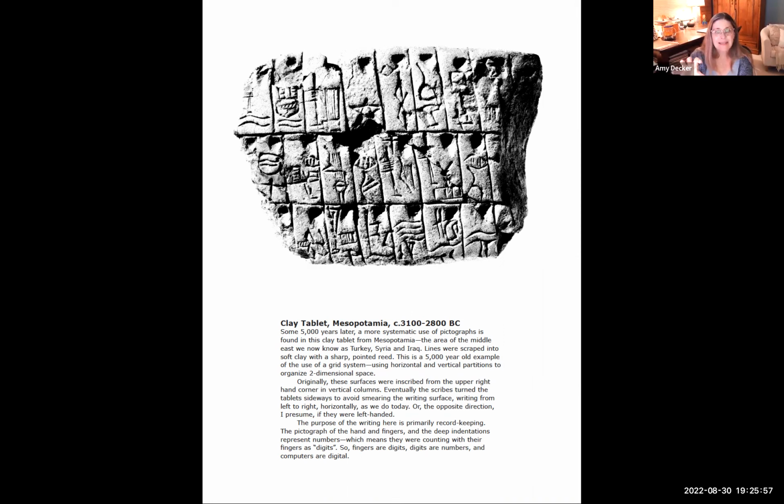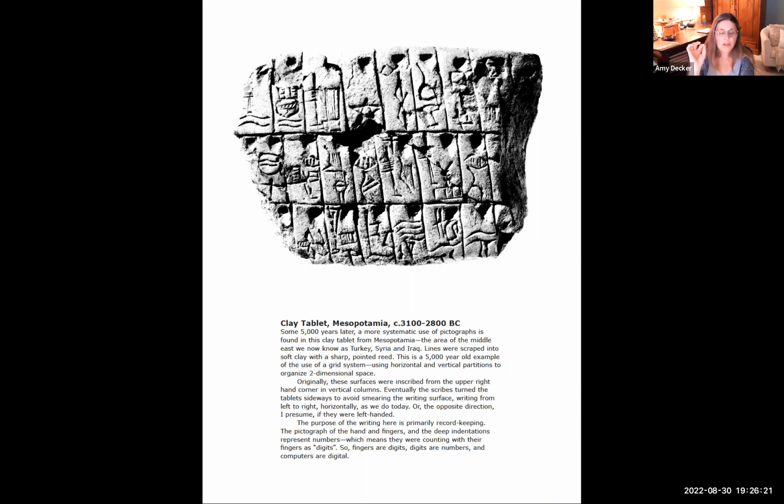And you can see that this is an example of a grid system. You can see the grid lines, horizontal and vertical, creating divisions. Then you can see the pictograms drawn in each one of those divisions. Then you can also see these notches, these kind of indentations. They look like dark shadows, like big dark dots. Those were actually where they would take their finger and press into the clay.